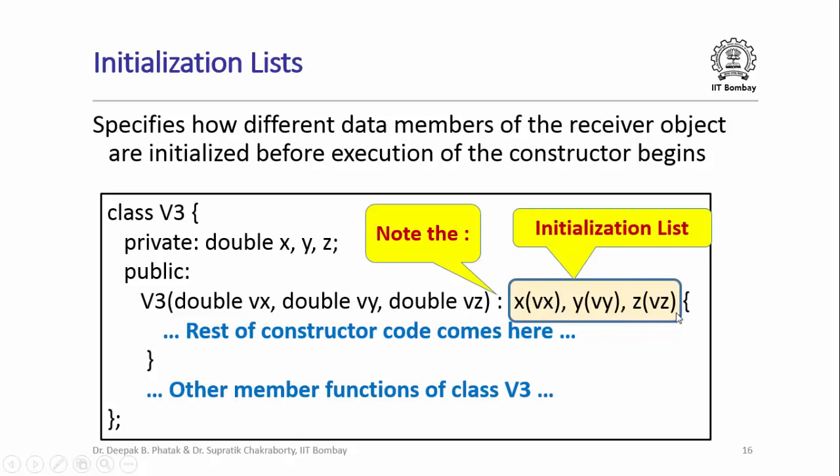What does this initialization list look like? It specifies the name of a data member, and then within parentheses it specifies what should be the initial value of that data member in terms of the parameters passed to this constructor function. So here it is saying that the initial value of x should be the value of vx passed as parameter to this constructor function. The initial value of y should be the value of vy passed to this constructor. The initial value of z is the value of vz passed to this constructor. And indeed, the values with which you are going to initialize the data members could be any expressions in the parameters passed to the constructor function.